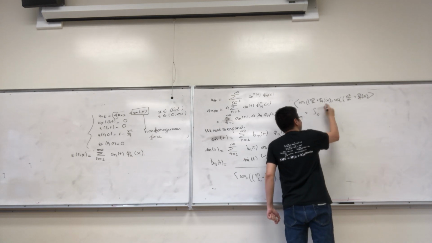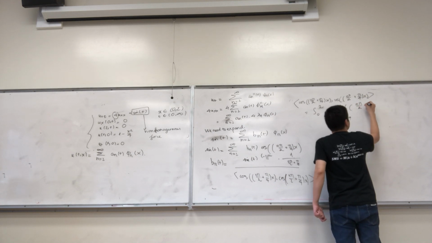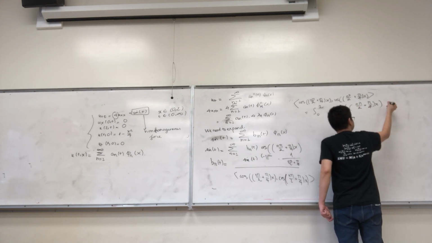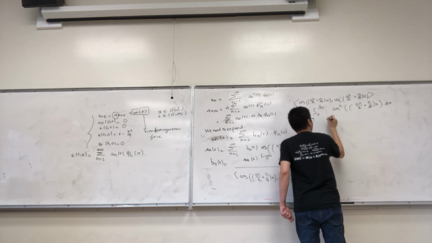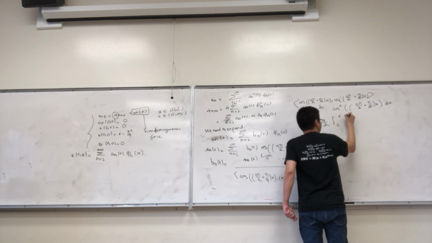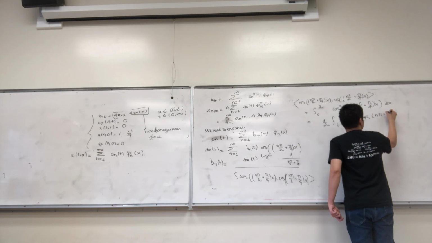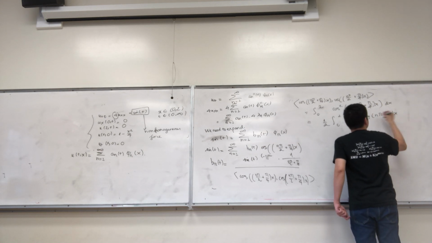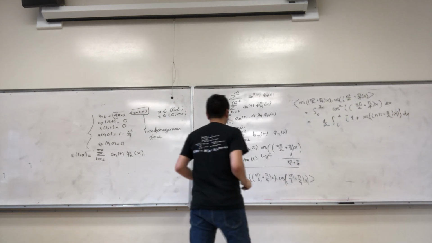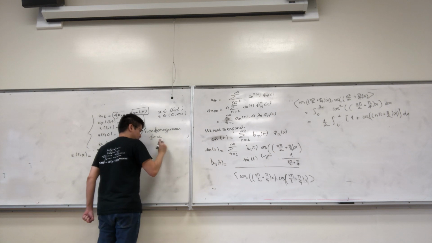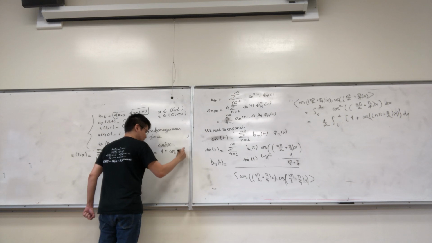So this is the integral from 0 to 2 of cosine squared of (n pi over 2 plus pi over 4) x dx. Right? So this is 1/2 integral from 0 to 2 of 1 plus cosine of (n pi plus pi over 2) x dx. Here I use the formula that cosine squared is 1 plus cosine of 2x divided by 2.